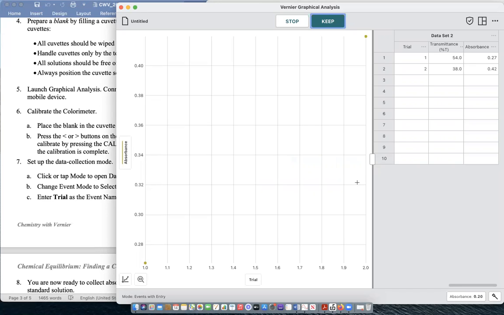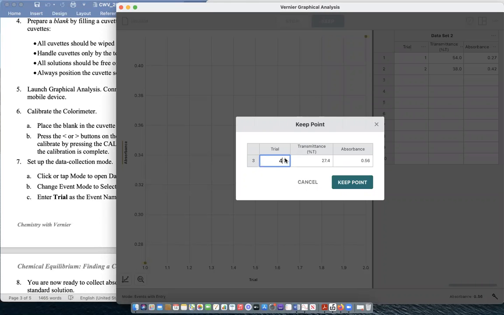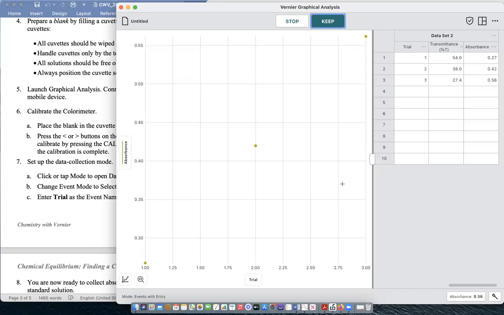Test tube number 3 has 4 milliliters of the FeSCN with 1 milliliter water and 5 milliliters of the iron. So it's getting more concentrated. And now my absorbance is following the path that the higher the concentration, the greater the value of absorbance. So we're at about 0.57. Let me keep that one. Make that value my third trial. And keep that point.